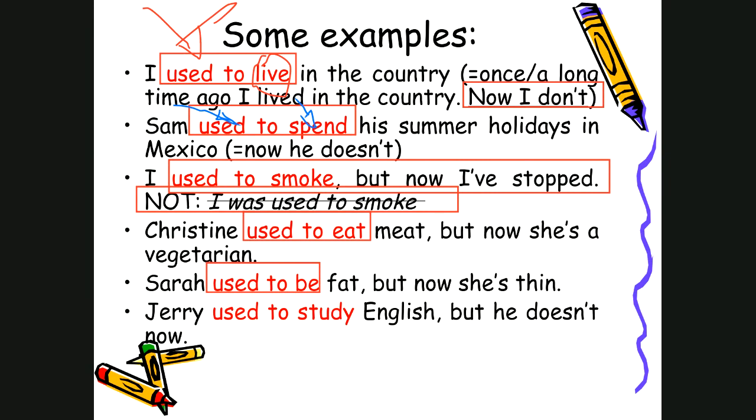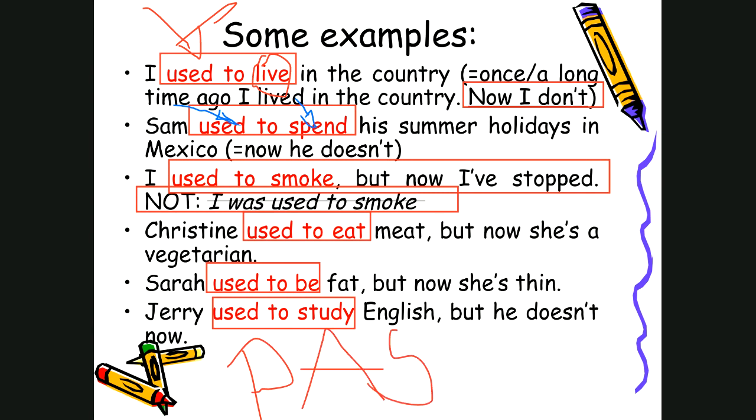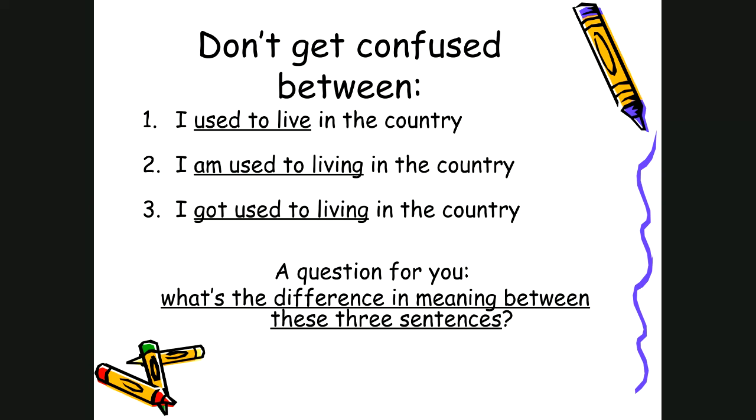Jerry used to study English, but he doesn't now. So don't forget, remember that "used to" talks only about past actions. All right? Don't get confused with these other uses. Okay? I used to live in the country. I am used to living in the country, or I got used to living in the country.